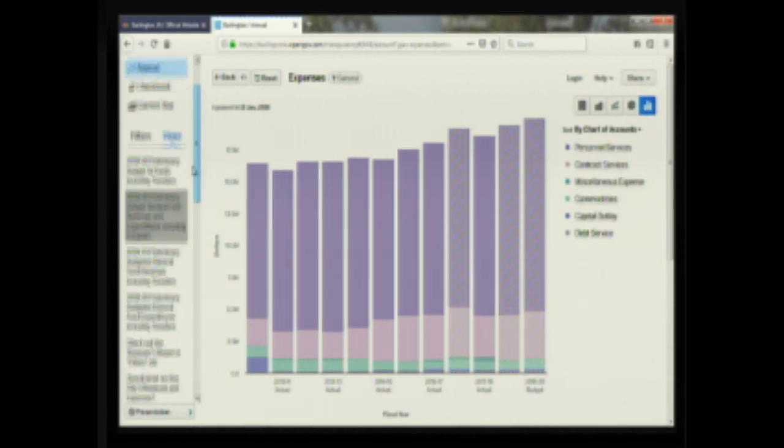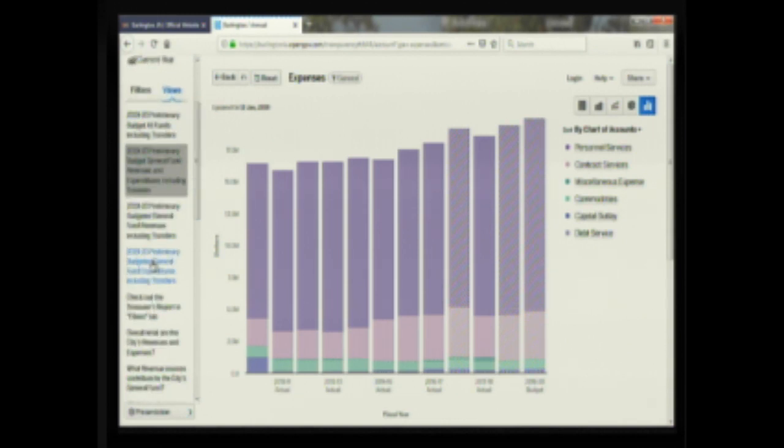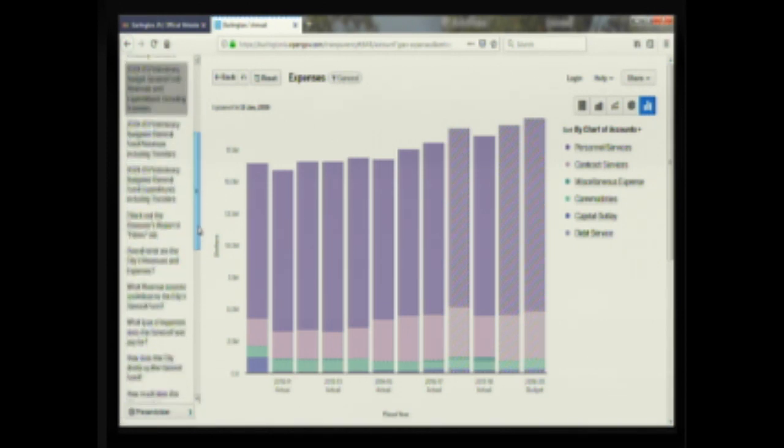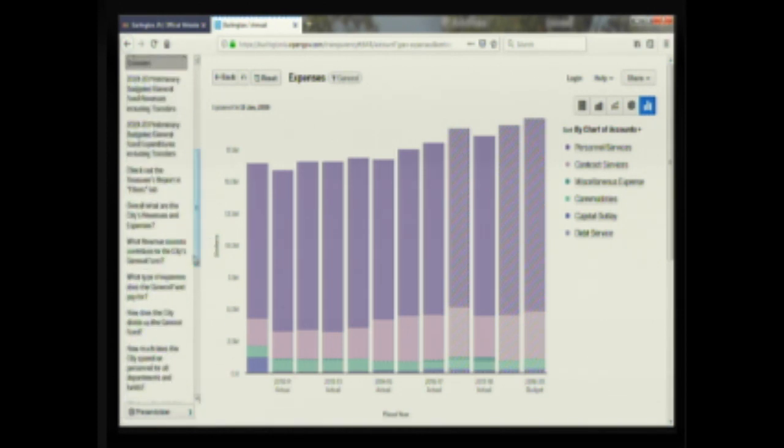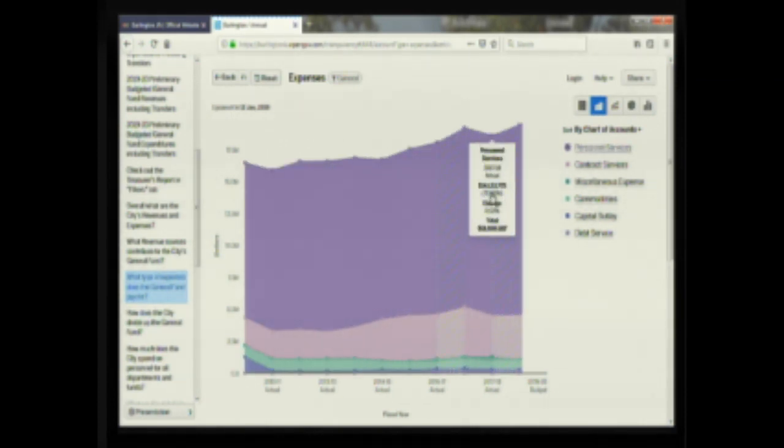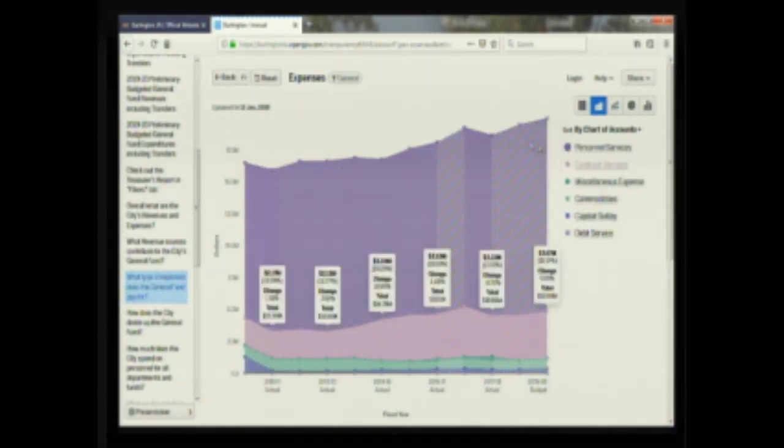You can look at that information in a different format. What type of expenses does the general fund pay for? Okay. That does the same breakdown as what I just did, breaking it down into those categories.